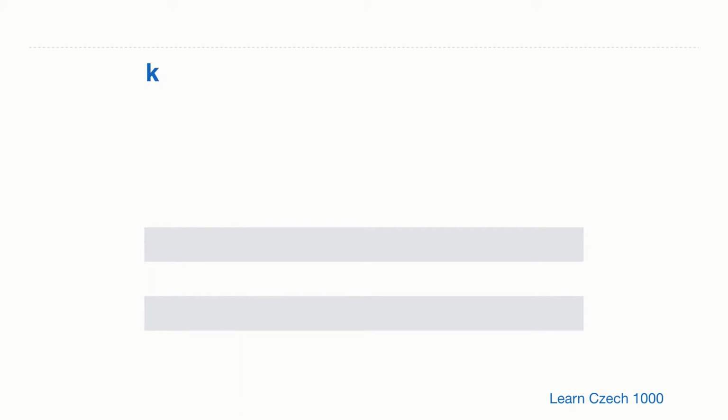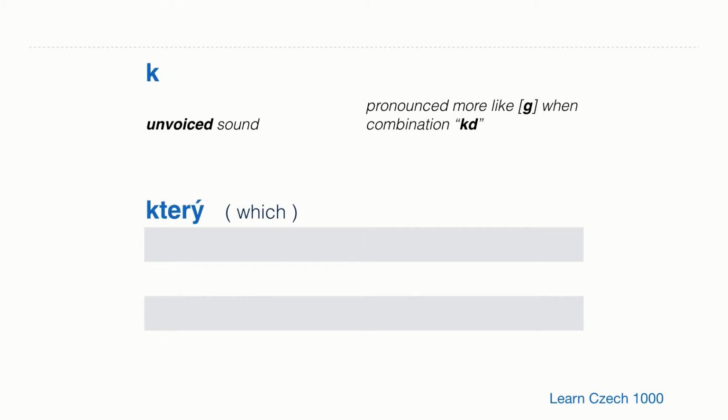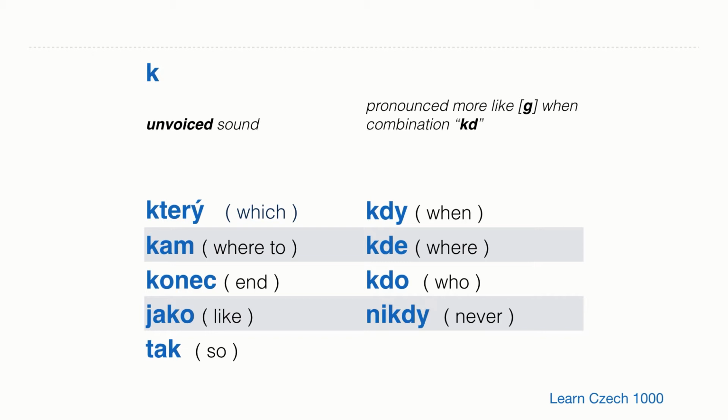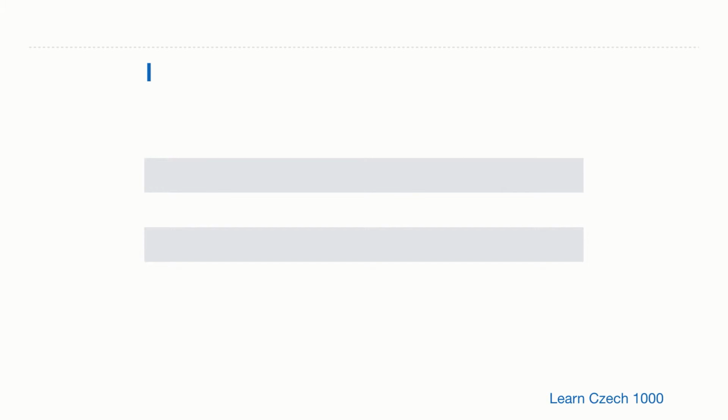K. K is pronounced mostly unvoiced. However, combination of letters K and D are pronounced voiced, gd. So listen to the following examples. Který, kdy, kam, kde, konec, kdo, jako, nikdy, tak, někdo.